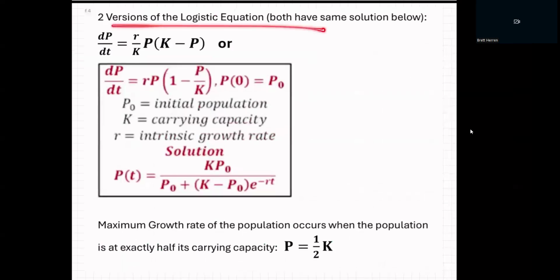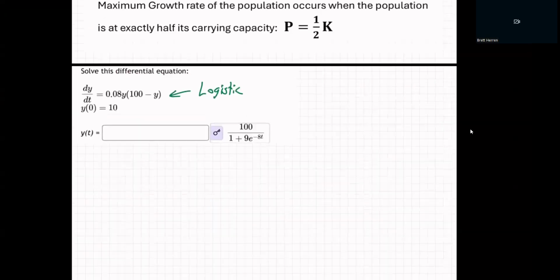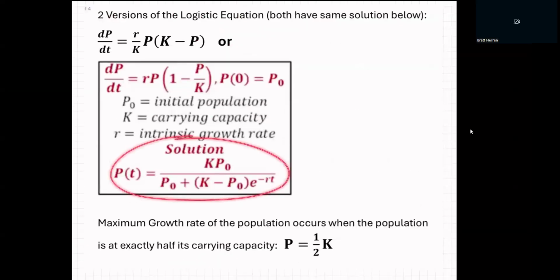There's two versions of the logistic equation. Both have the same solution. Basically, if you see the rate of change, P prime equal to anything times P times something minus P, that's logistic. And that's what we have here. See, it's rate of change dy/dt is something times y times something minus y. That's logistic. And you go, oh, okay, so I don't have to solve the whole thing because the solution's right here. I just have to first make it look like this one.